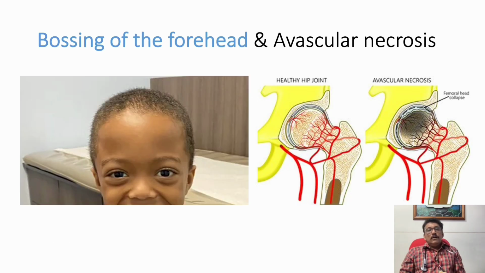Now, this is bossing of the forehead. You can see the frontal bone is projected out. Then avascular necrosis of the major bone heads, lower limb and femur, humerus, all these you can get avascular necrosis of the bone, especially when the neck of the major bones is involved, that can lead to acute fractures.